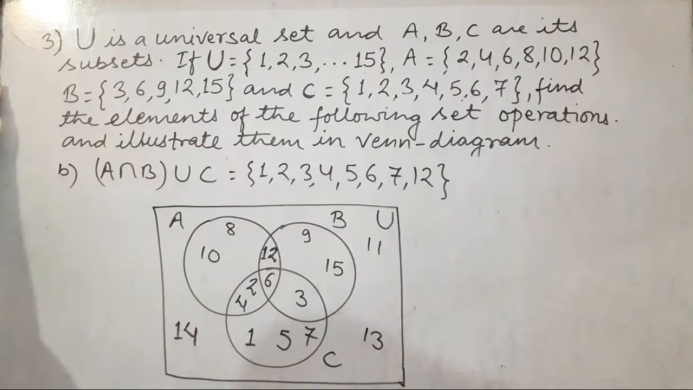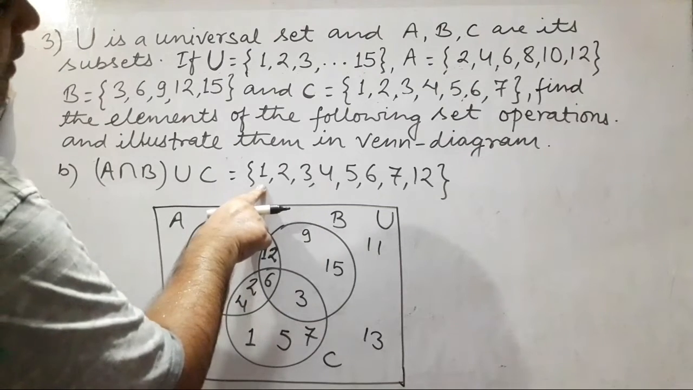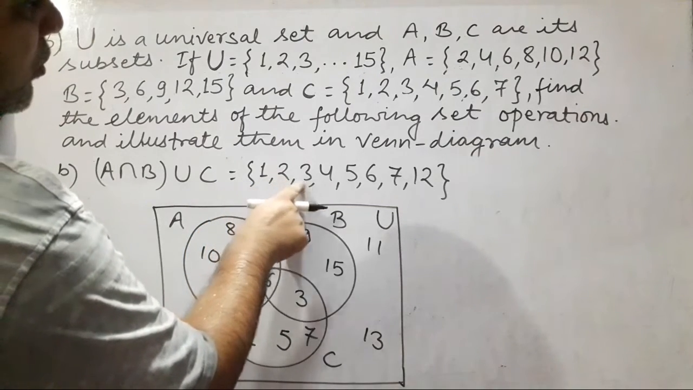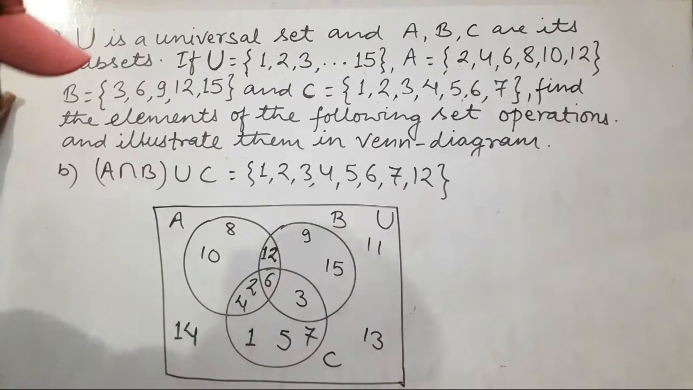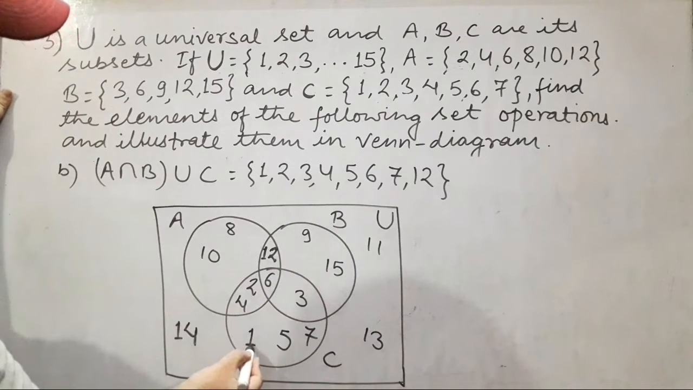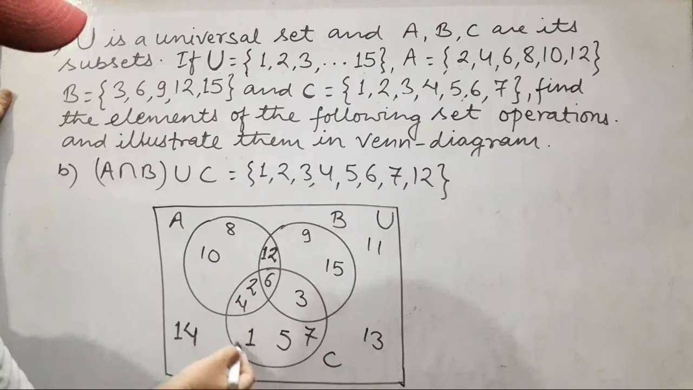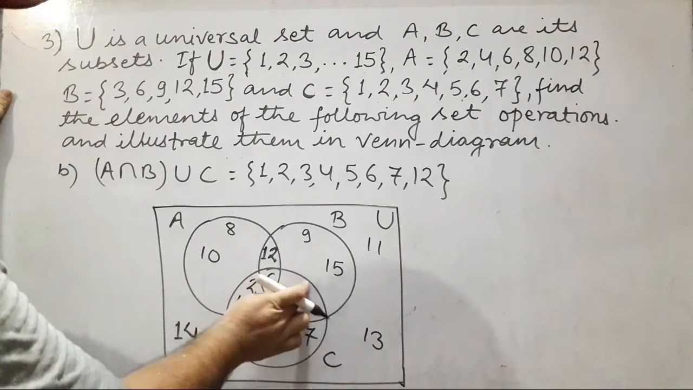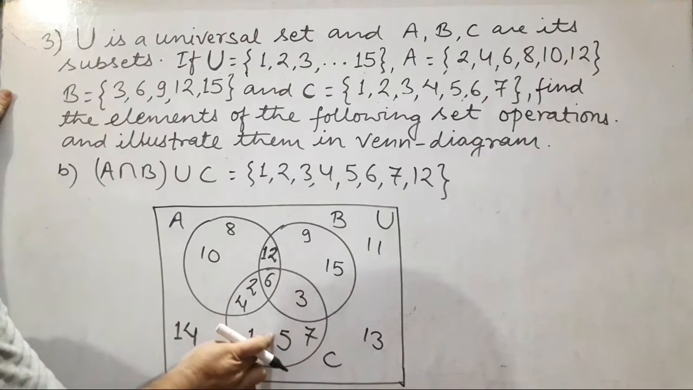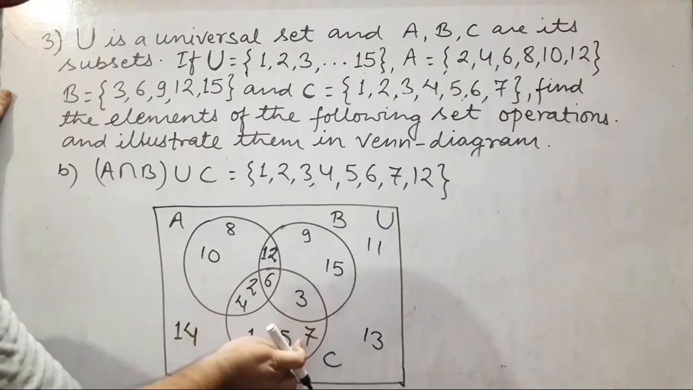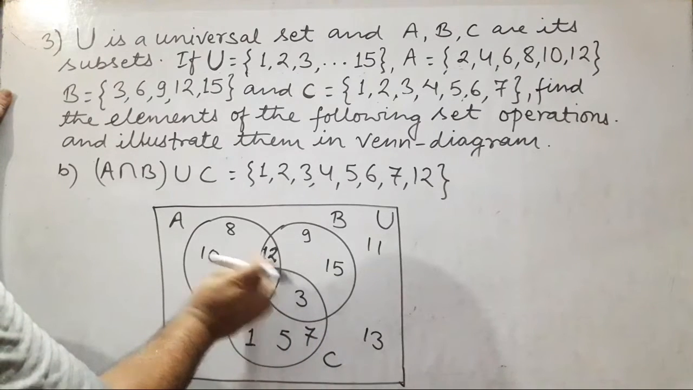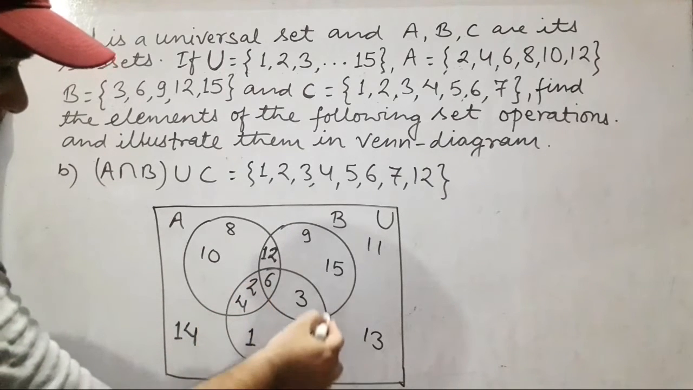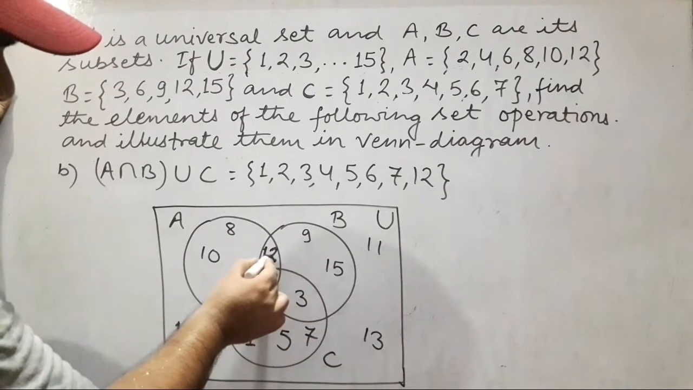Since the Venn diagram remains always the same for a particular question, I have already drawn the Venn diagram. Now let's say the part having these elements 1, 2, 3, 4, 5, 6, 7, 12. So which part? 1. That means this part is already occupied. 2. That means this part is also occupied. 3. This part is also occupied. 5. Already occupied. 6, 7 and 12. That means this part is also occupied. Means the whole set C is occupied as well as this part.